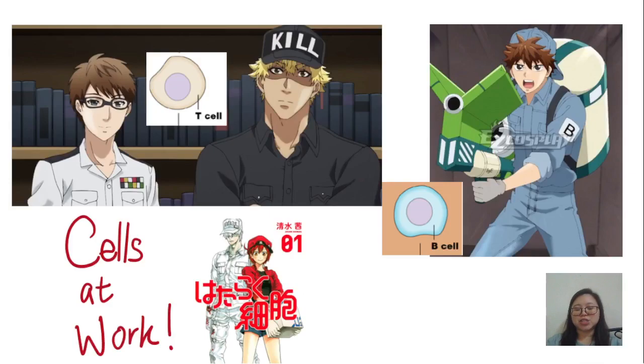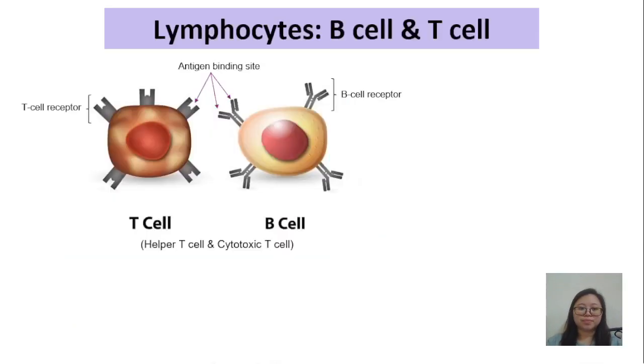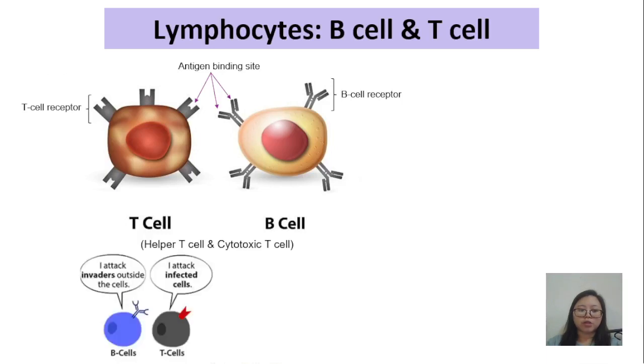So this is just extra information relating to popular media. Okay, so just kind of a quick overview again. With your lymphocytes, we have a look at B cells and T cells. B cells and T cells kind of look similar. They can bind to antigens, and they will have receptors. But B cells mostly attack invaders outside of the cells.